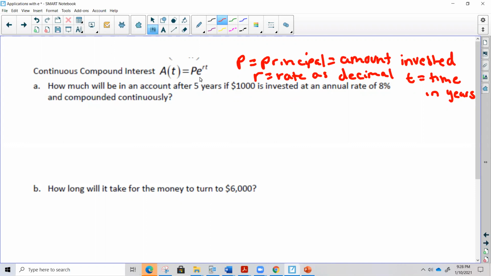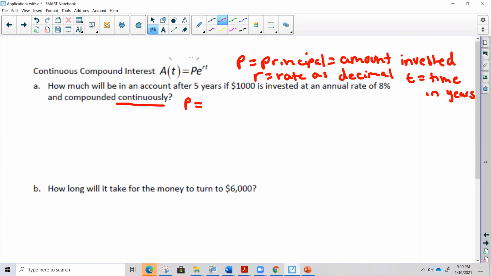A of t equals Pe to the rt. P is the principal, which is the amount invested at the beginning. r is the rate as a decimal, and t is the time in years. So for this example, it says how much will be in an account after 5 years if 1,000 is invested at an annual rate of 8% and compounded continuously. So anytime they say compounded continuously, we use this formula.